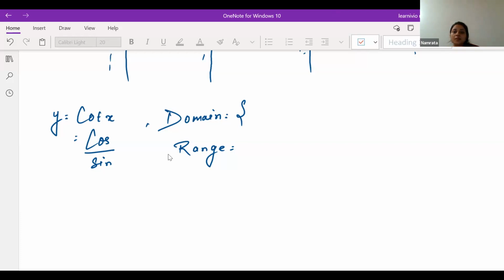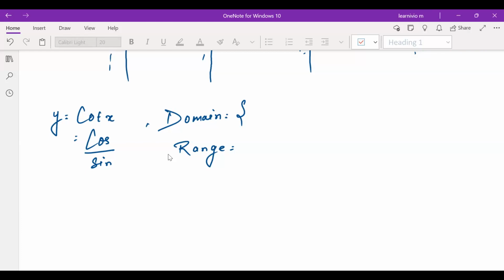Any idea? We were discussing in the previous class that cos is 0 at pi by 2, 3 pi by 2, 5 pi by 2, 7 pi by 2. Similarly, odd multiples of pi by 2. Sine is 0 at... Yes, Lena. What are those points where sine is 0?